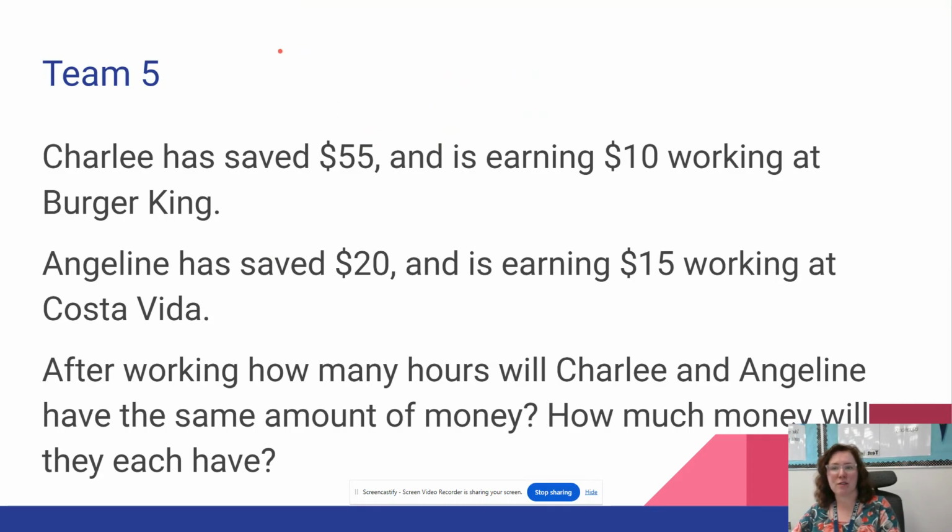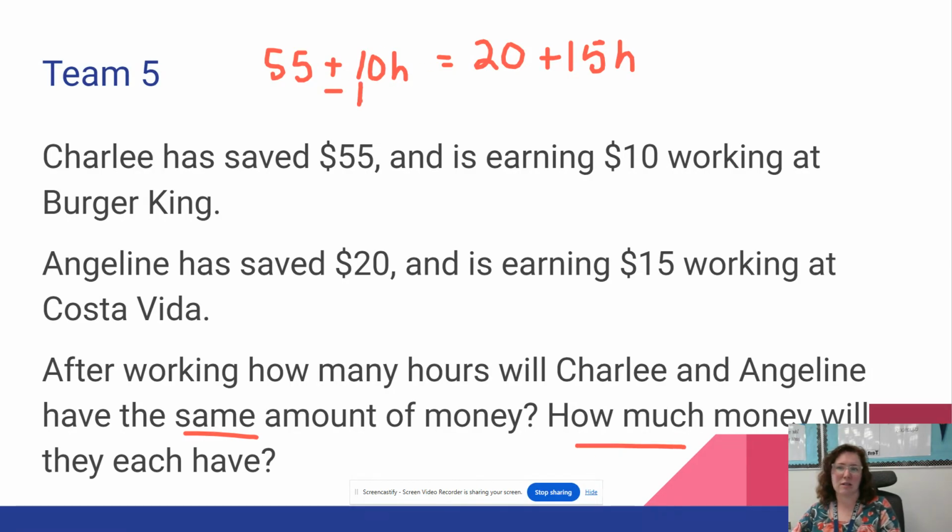Charlie has saved $55 and is earning $10 working at Burger King. Should be earning $10 an hour working at Burger King. Angeline has saved $20 and is earning $15 per hour working at Costa Vida. After how many hours will Charlie and Angeline have the same amount of money, and how much money will they have? I choose the smaller variable, which is a 10. That's just the way I like to do it.